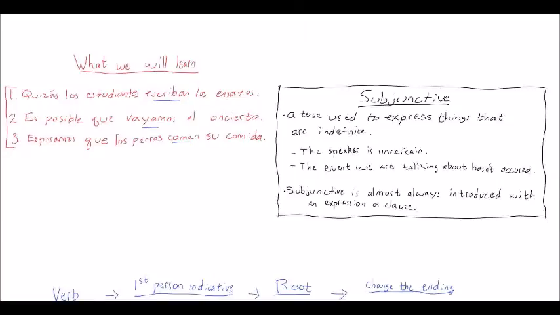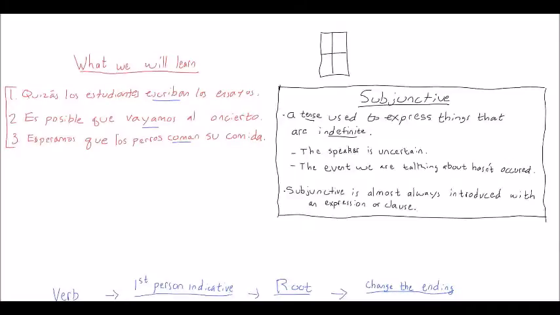The subjunctive is a tense. That's a way that we conjugate verbs. And it's used to express things that are indefinite. Indefinite's an important word here, and I'm going to use it a lot. So let's explain what that means. Indefinite means that it doesn't have good definition.